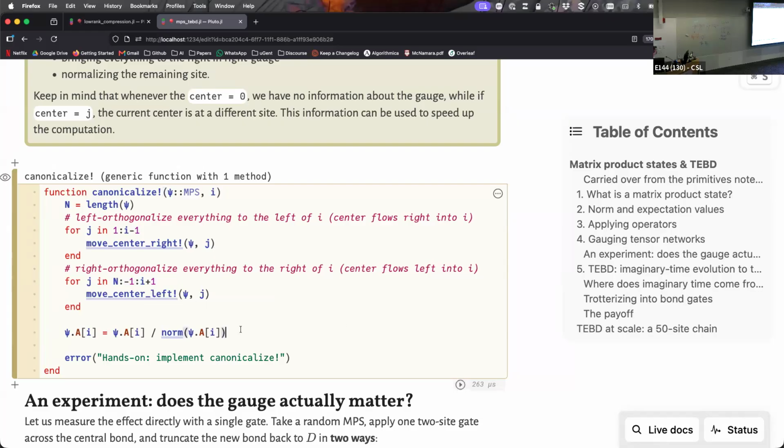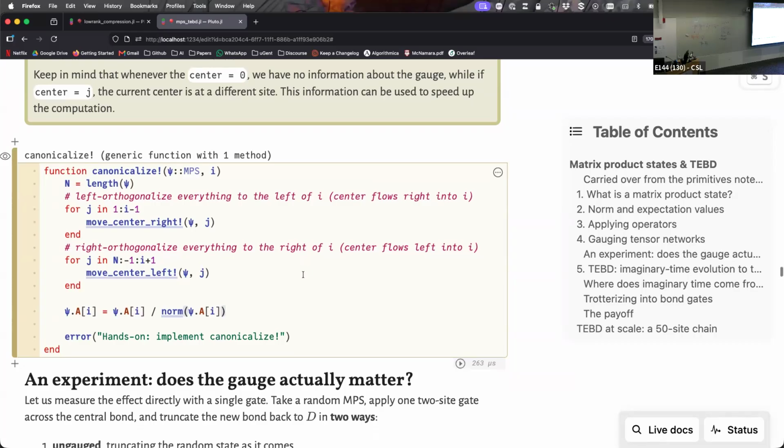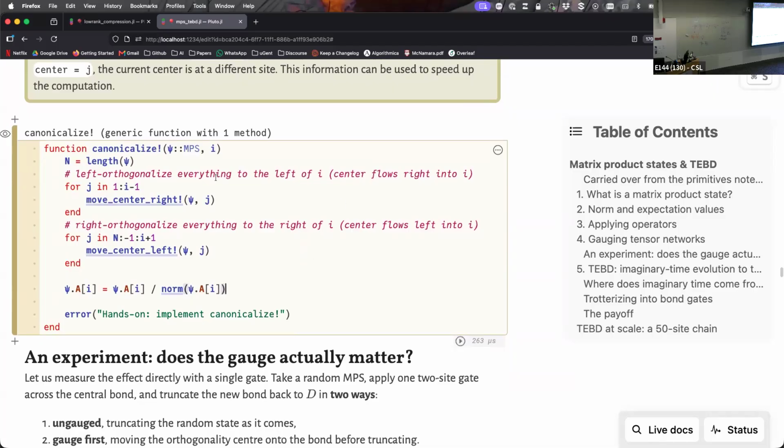And then finally, now we're ready to normalize our state. Because of course, I just said that the norm of the MPS is the norm of the center tensor. And so here we can properly normalize the state. We're going from 1 to I minus 1. So if you recall, I'm doing a QR on all of the sites except for the center site, because the center site I is the one that will absorb the R from the left and the L from the right.